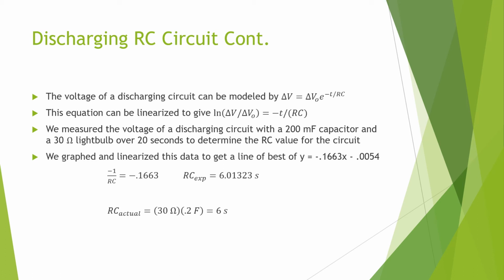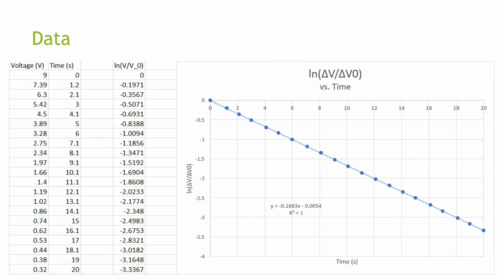We used the line of best fit for this linearized data to find the slope. From this slope, the RC value for the circuit was then calculated to be 6.01323 seconds. This is quite close to the expected value of 6 seconds. On this slide, you can see the voltage data we collected over the course of the 20 seconds, along with the linearized graph and the line of best fit we found.